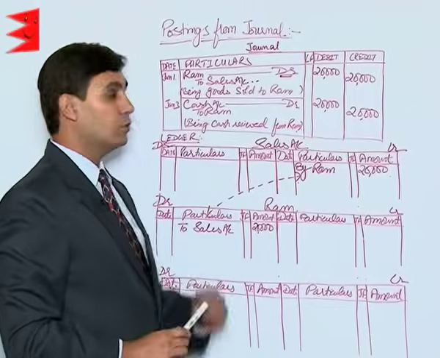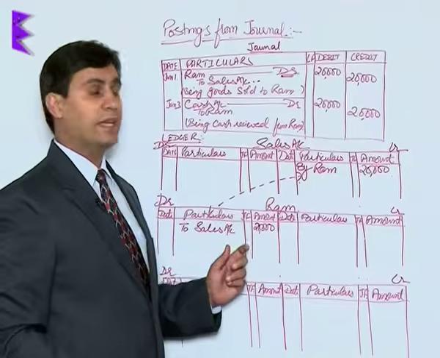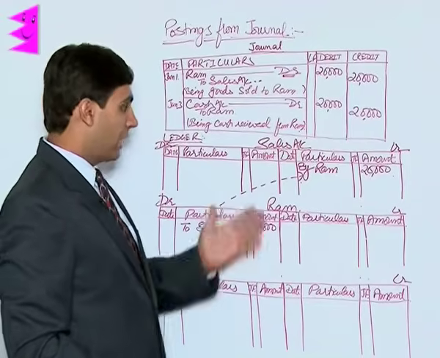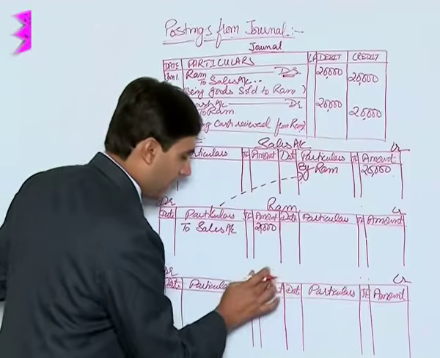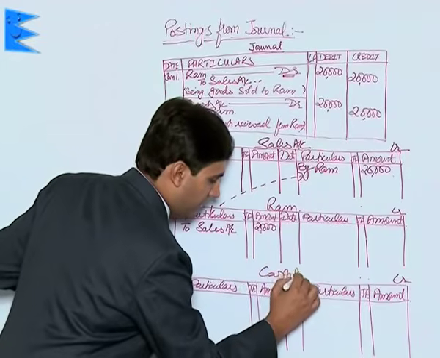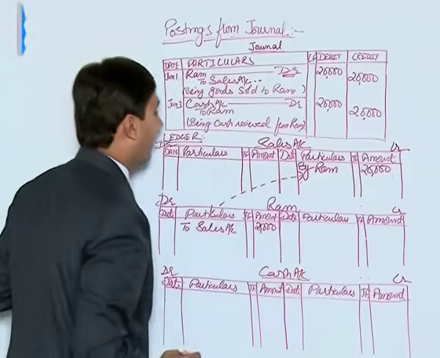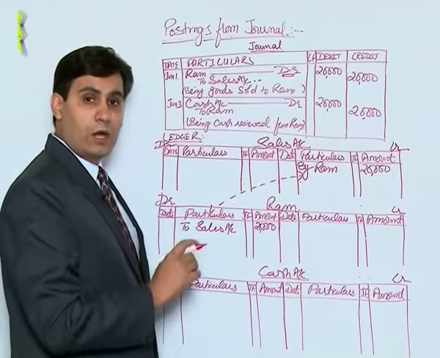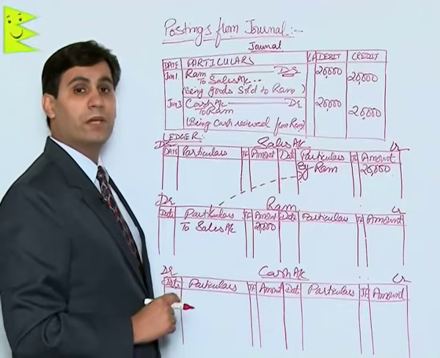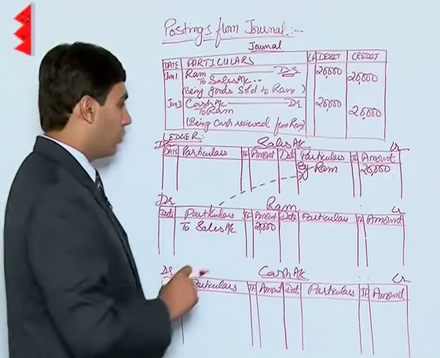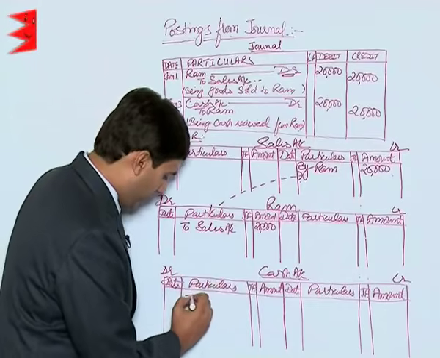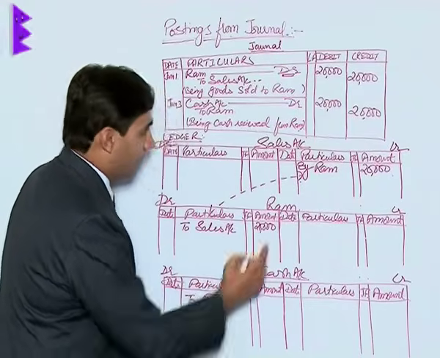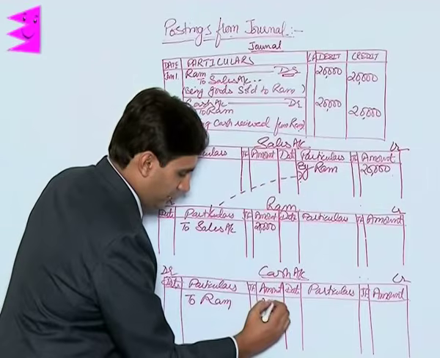Cash account debited to Ram. In this case, cash account has been debited. So we don't have a cash account, so let us prepare cash account. This is our cash account. Now cash account has been debited. Again, the account which has been debited, the posting will appear on the debit side. So on the debit side of cash account, we'll write to Ram, amount 20,000 rupees.